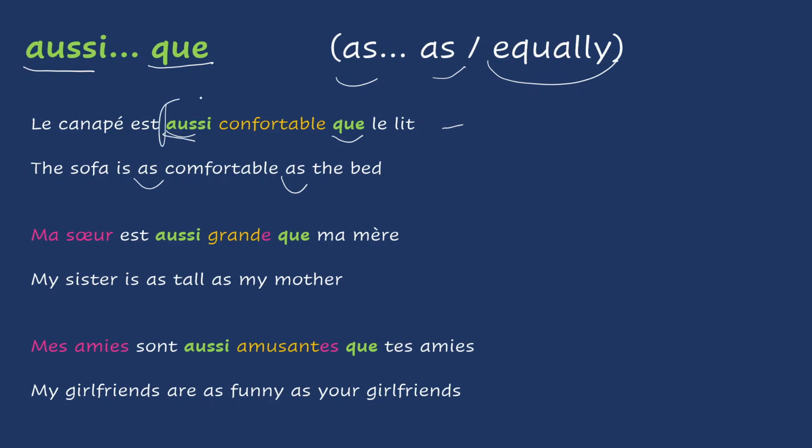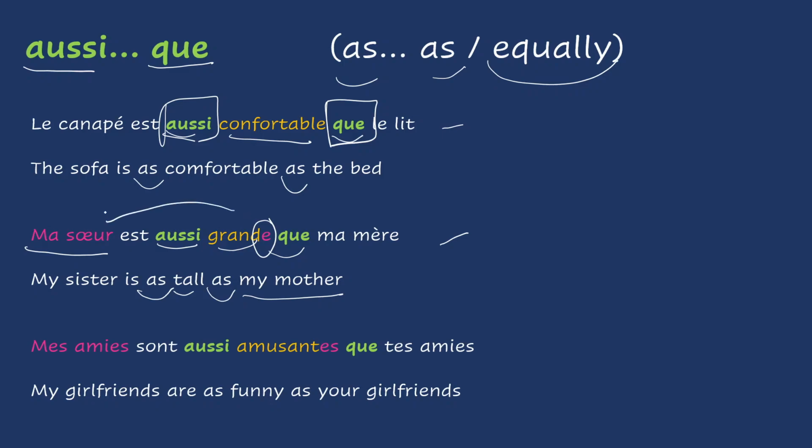Aussi in front of the adjective, que behind the adjective. Here, ma sœur est aussi grande que ma mère. My sister is as, aussi tall, grande, as, que, my mother. Here, because ma sœur is feminine, you will need to agree this adjective with the noun. Therefore, you make this adjective feminine.